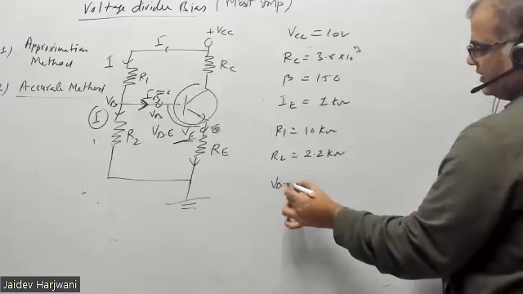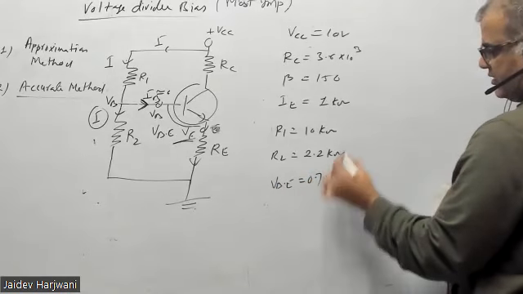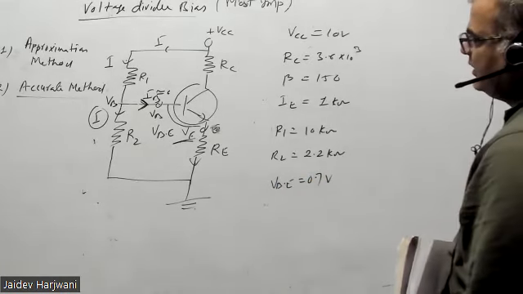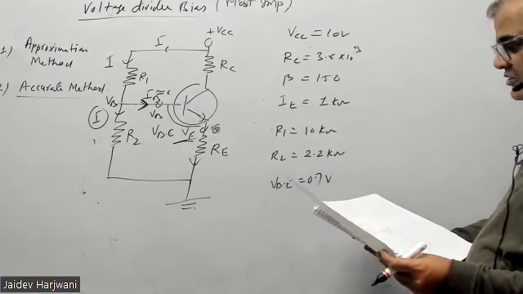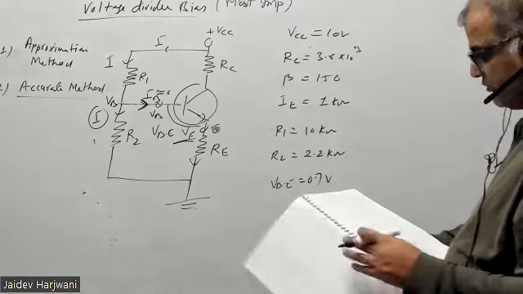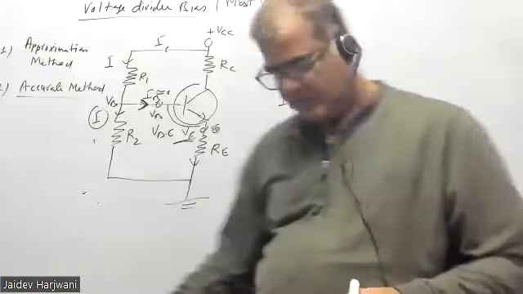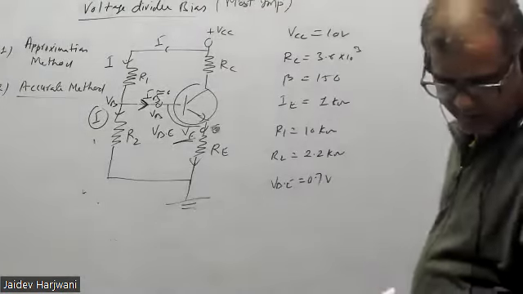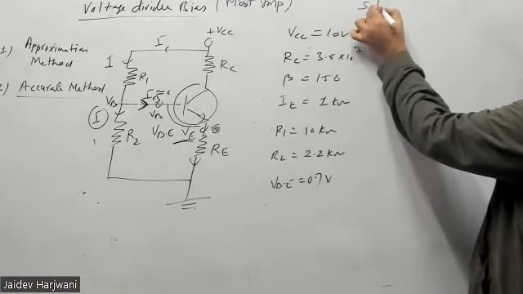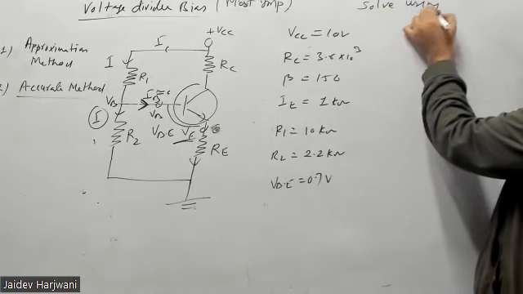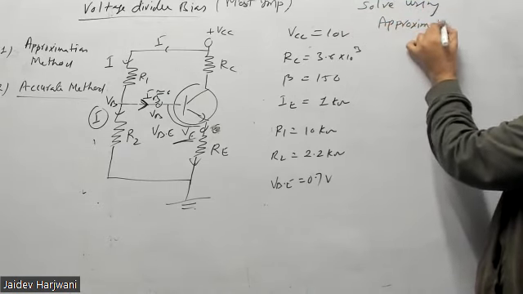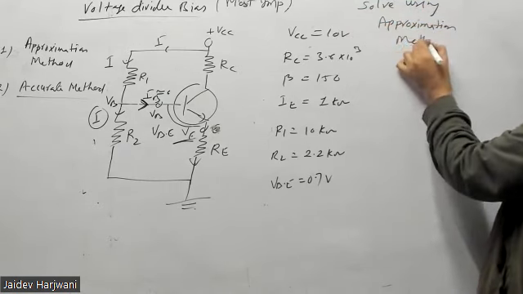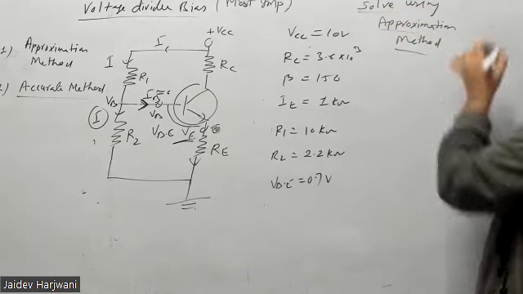VBE is 0.7 volt, and you have to find the operating point. You have to solve this question by approximation method. Solve it using the approximation method, and later we will do it with the accurate method also. We'll see how much it is coming.